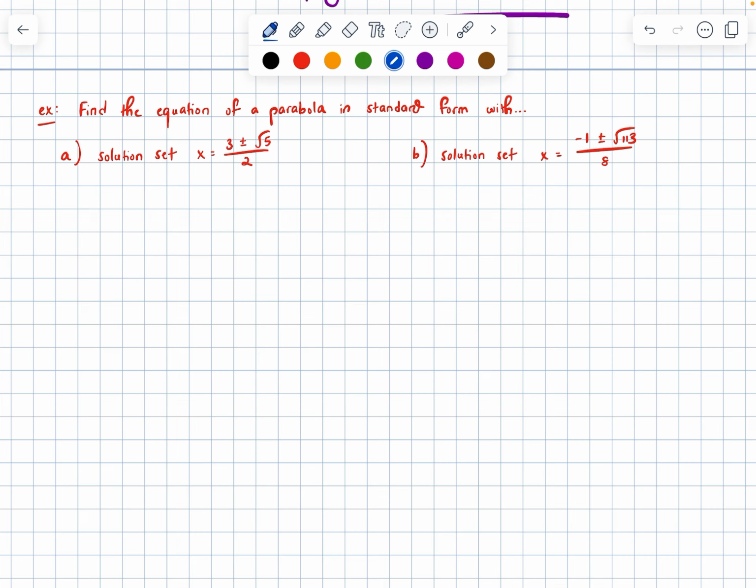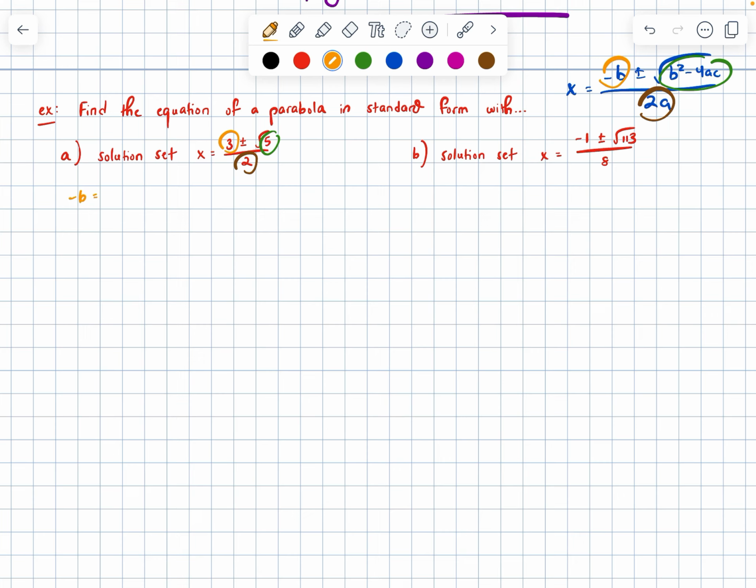Alrighty. Well, 3 plus or minus the square root of 5 over 2, don't that look quite a lot like my quadratic formula? X equals negative b plus or minus square root of b squared minus 4ac all over 2a. And if I notice that this looks a lot like the quadratic formula, I should also notice that the numbers correspond to specific slots or specific parts of that quadratic formula.